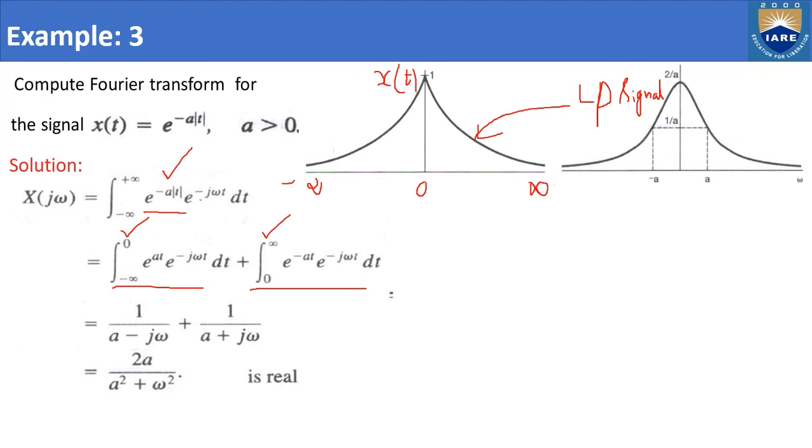And when I see the spectrum of this one, I will get a low pass spectrum like this, which is mostly concentrated between the 3 dB points, minus a to plus a. On the other side, it has less energy. So that is the meaning of this one.